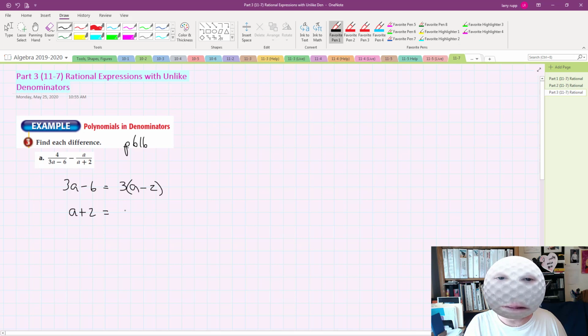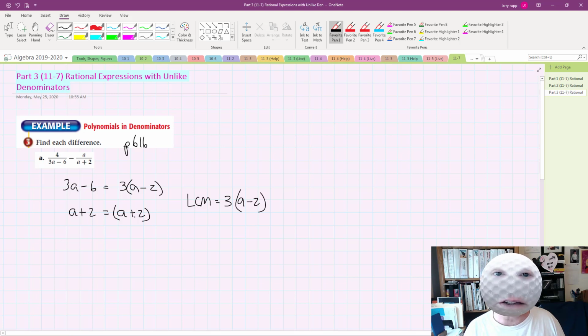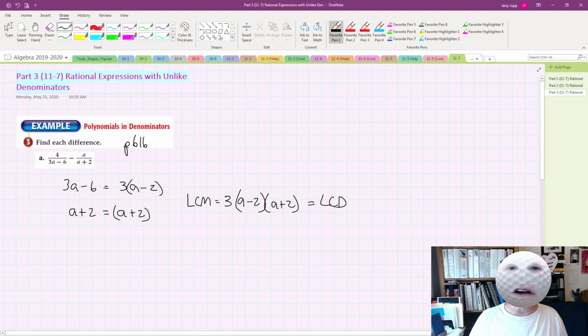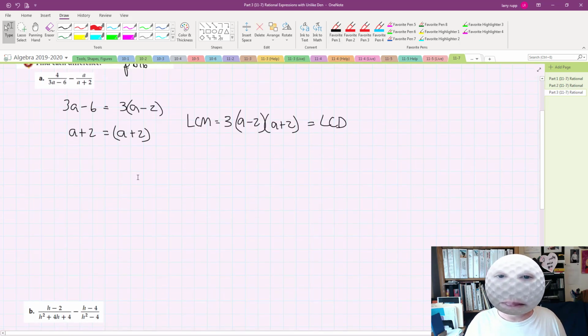Alright. Our LCM says that we take each factor as many times as it's used. So the first factor is a 3. The second factor is an a minus 2. The third factor is an a plus 2. And therefore that is also equal to our lowest common denominator. Isn't this exciting? Yes.